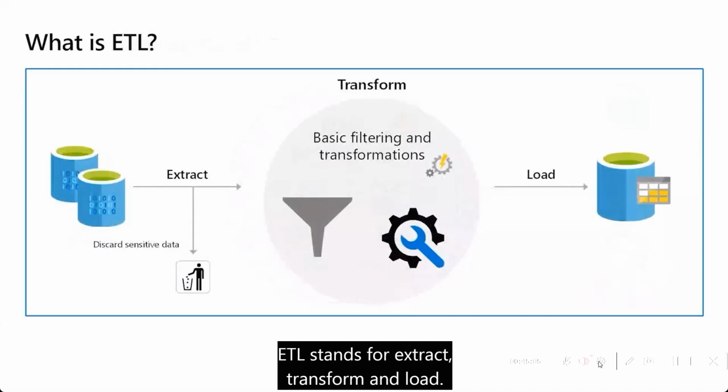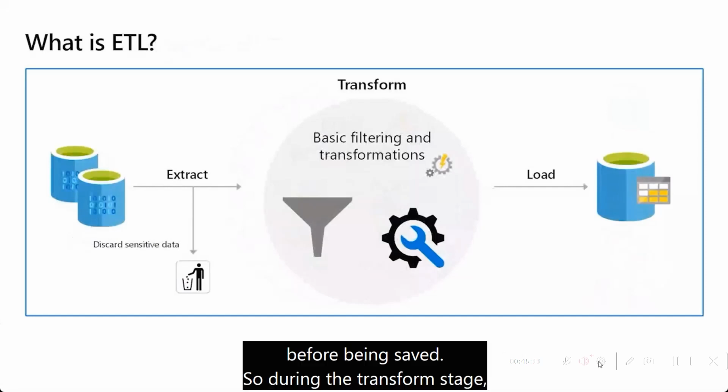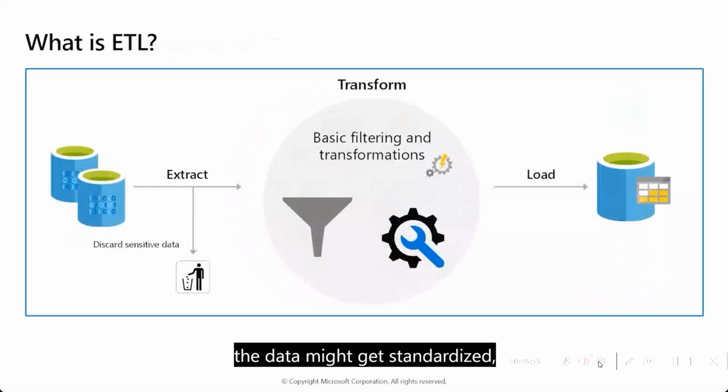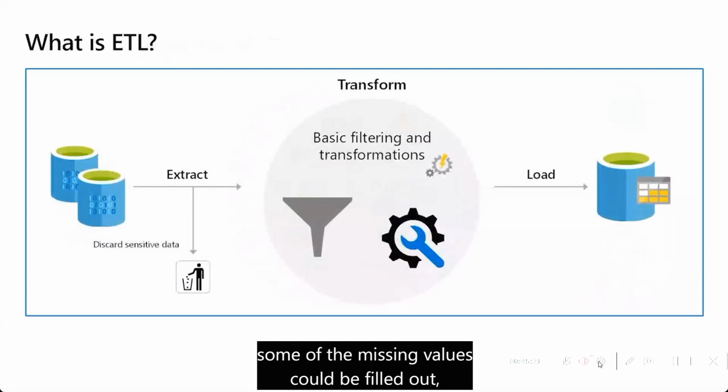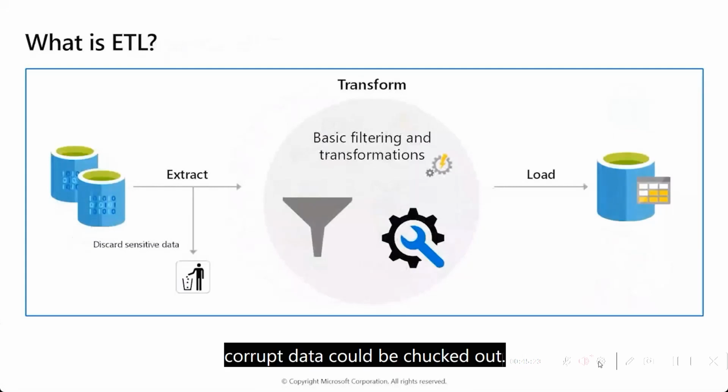ETL stands for extract, transform, and load. So the raw data is retrieved and transformed before being saved. So during the transform stage, the data might get standardized, cleaned, transformed, aggregated. Some of the missing values could be filled in, corrupt data could be chucked out. Other tasks could involve some basic data cleaning, deduplicating data, and reformatting some of the contents of the data.